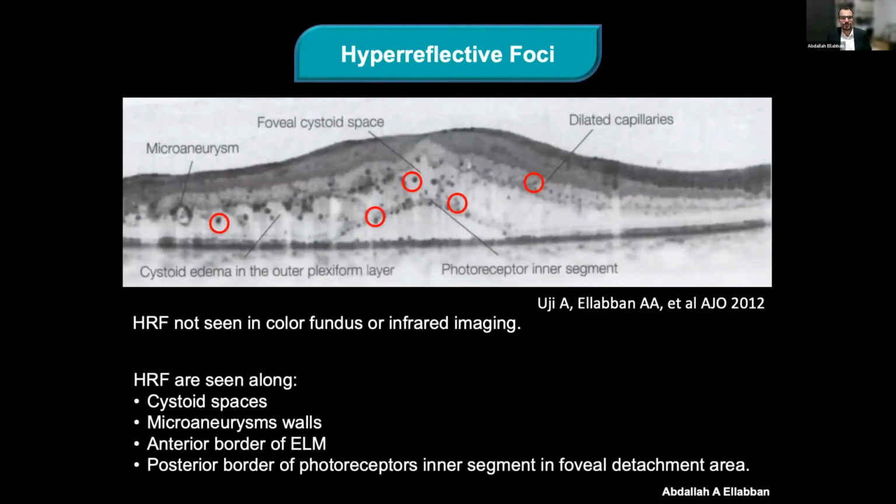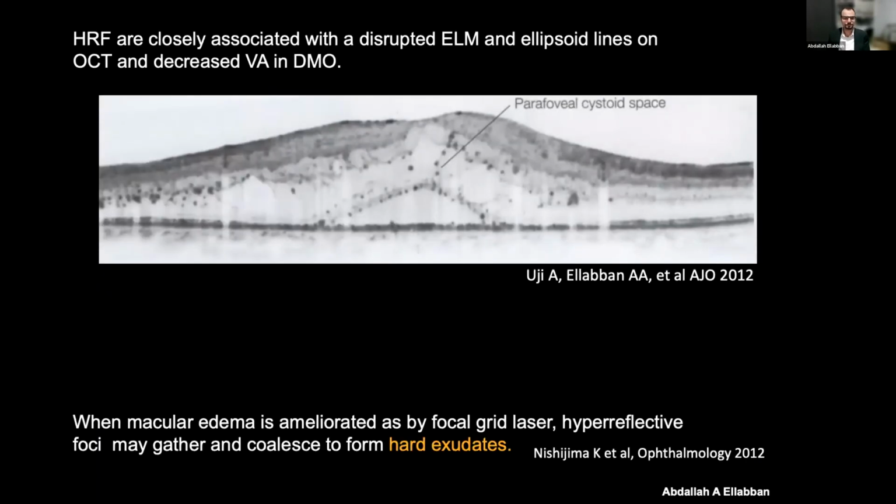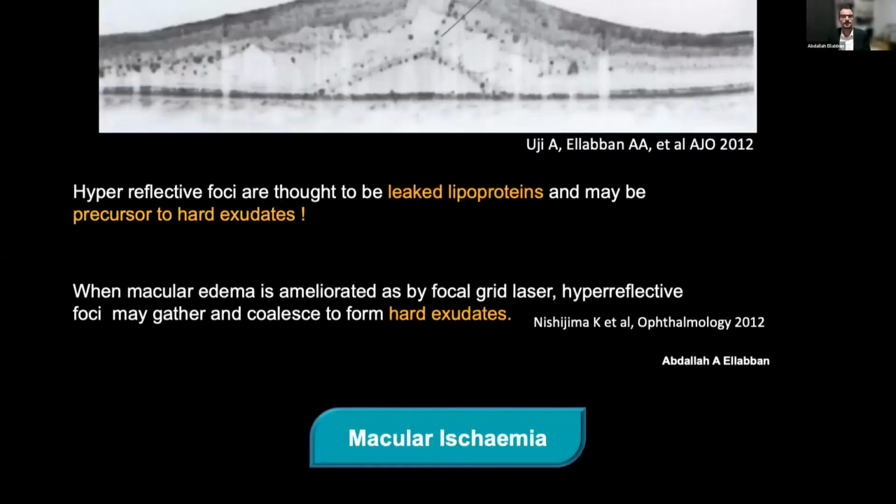Hyperreflective foci, we'll touch on it, as discussed by Dr. Gupta. We are actually fortunate that we are the first group to report these hyperreflective foci in OCT. They can be present around the cystoid spaces, the microaneurysm walls, and the external limiting membrane. Sometimes, especially when the hyperreflective foci are very extensive, the macular edema leads to formation of hard exudates, which is something to be looked at in some resistant cases.